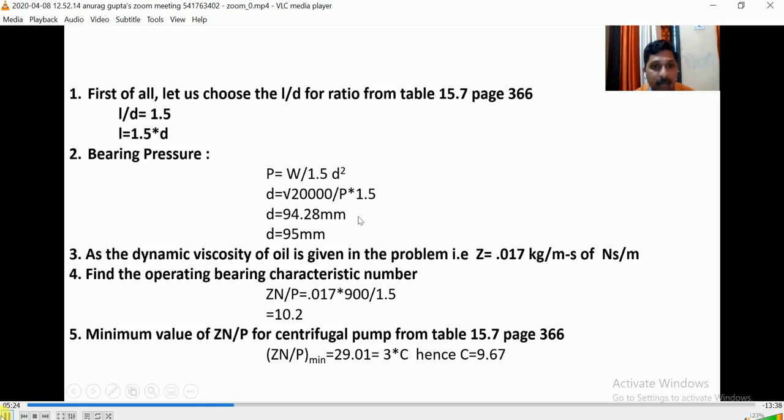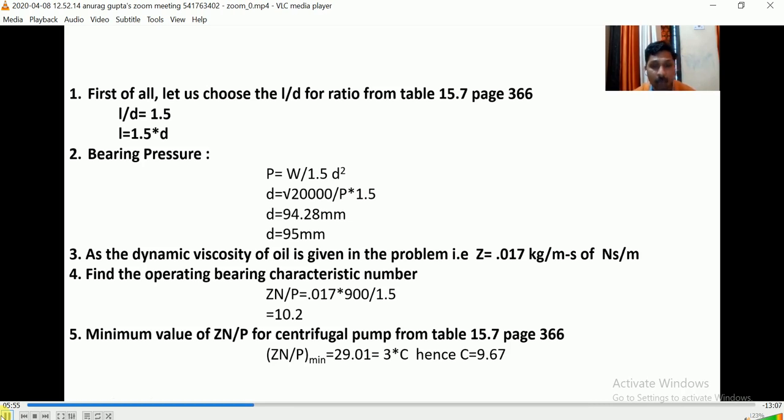As 94.28 is not a standard diameter of the shaft, we will standardize the shaft diameter as 95 mm. So we have designed the diameter of the journal as 95 mm, and by designing the diameter, the length of the bearing is also designed, because the length of the bearing we assumed is 1.5 times the diameter of the journal.